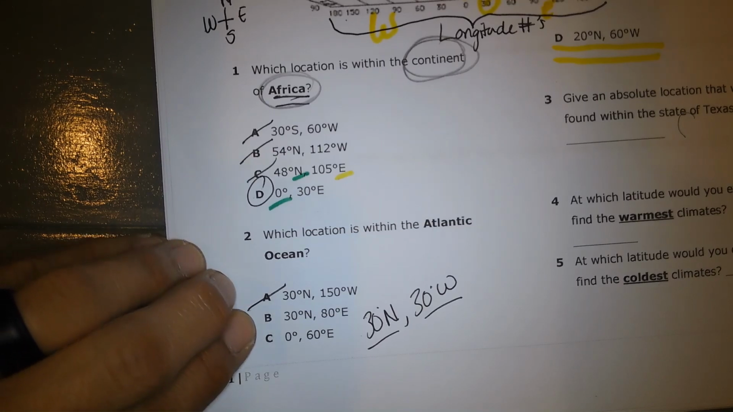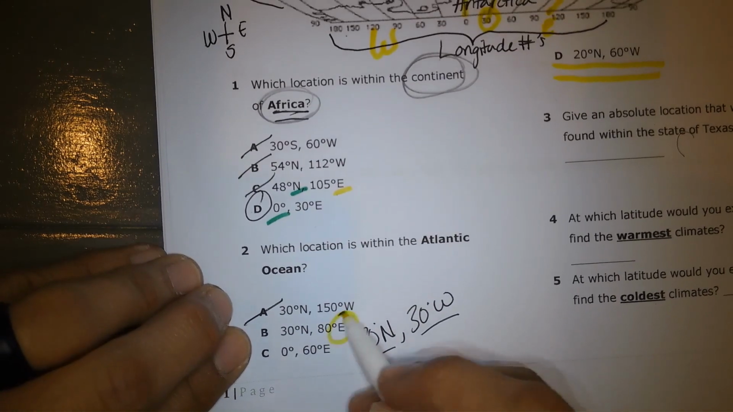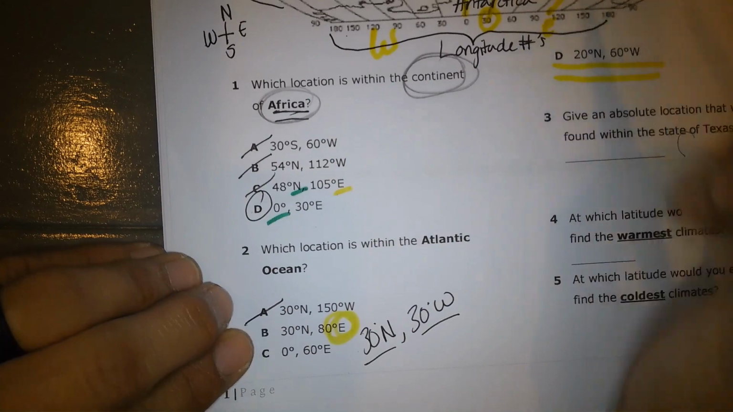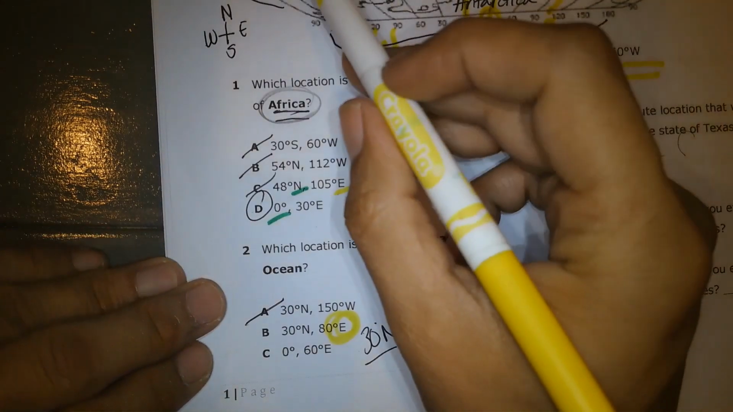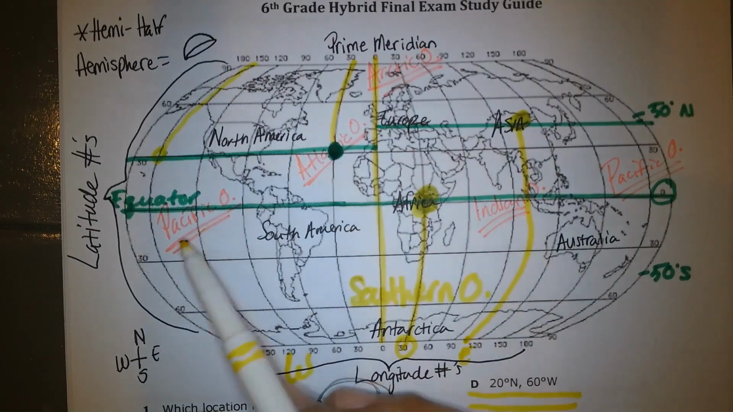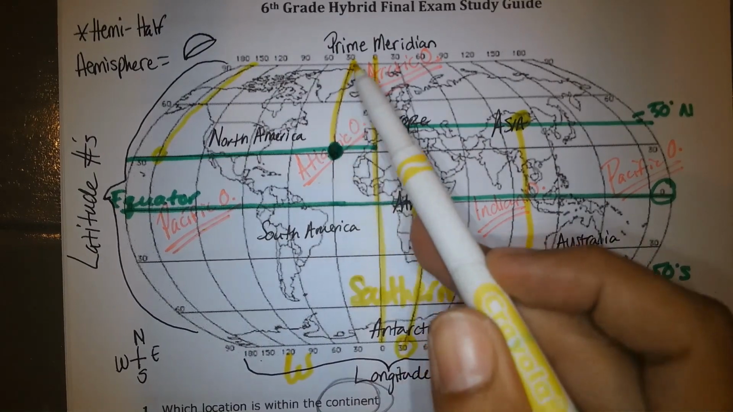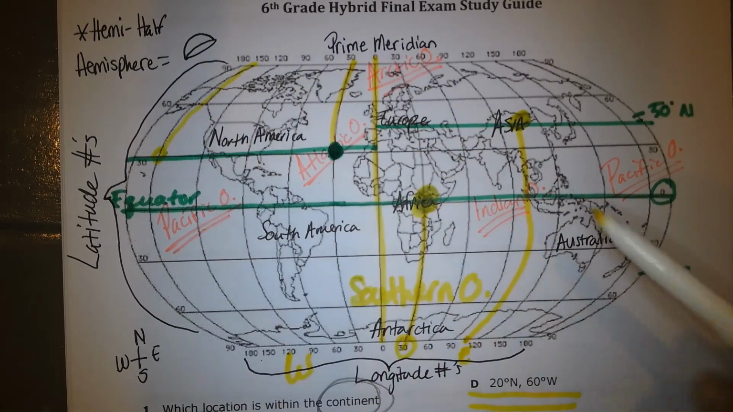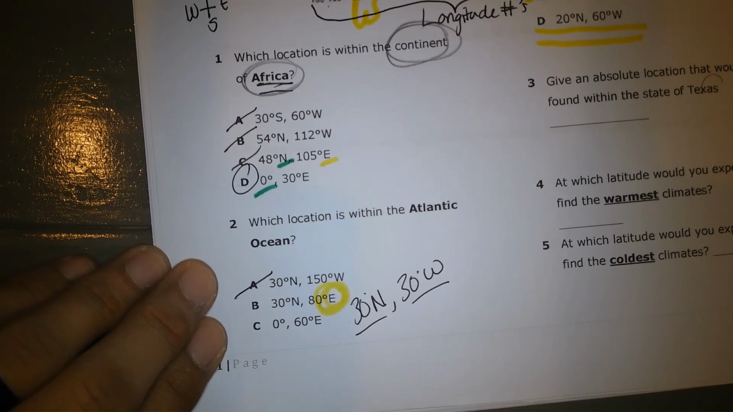Okay, 30 degrees north, 80 degrees east. But that east, the Atlantic Ocean doesn't exist on the eastern hemisphere, unlike the Pacific Ocean, right? It's a big difference between the Atlantic Ocean, which only exists here, and the Pacific Ocean. Okay, so this one's out.